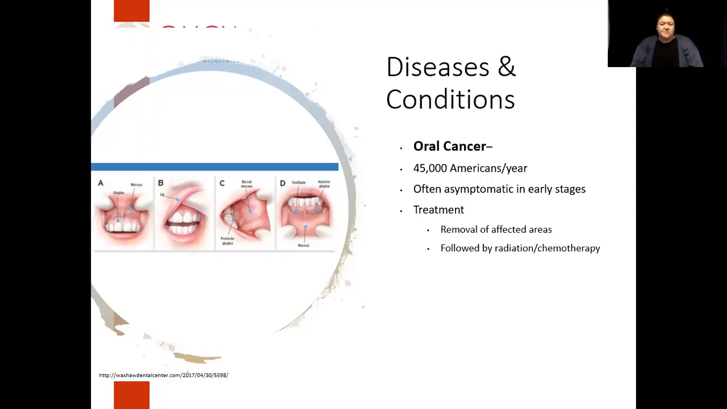Oftentimes there are no symptoms in the early stages, and so when you go to the dentist, the dentist may do just a visual test. Oftentimes if you go to a dental appointment, the dentist will grab the patient's tongue and move it around so that they can look underneath the tongue and all around the mouth to make sure that there are no signs of oral cancer.